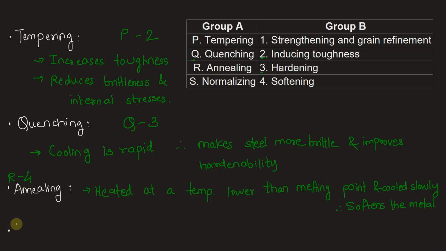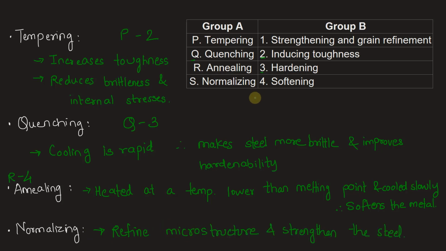Last one, normalizing. Normalizing is also a type of annealing. Annealing is full annealing while normalizing is partial annealing. In normalizing, the metal is heated, then the cooling is slow, and grain refinement is desired, that is, refinement of the microstructure of the metal. And as the grains are refined, the steel acquires more strength. So normalizing is done to refine microstructure and strengthen the steel.